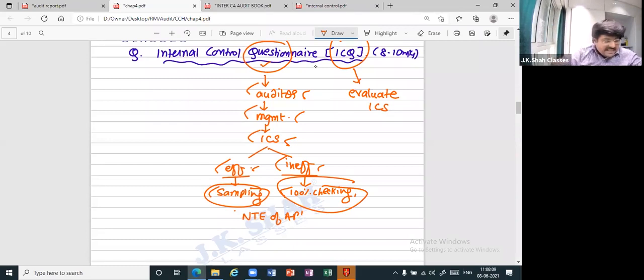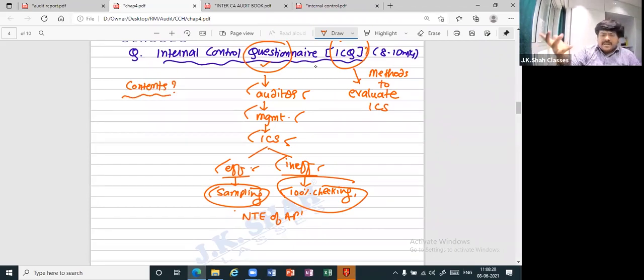So why do you have an ICQ? Very simple, to evaluate the ICS. So it is one of the methods to evaluate ICS. All cool? Acha, doubt.